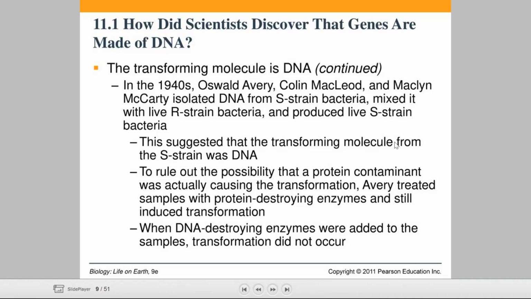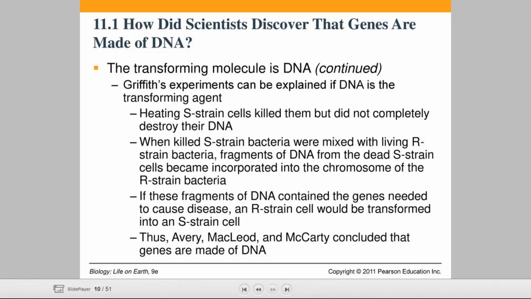Okay. Now, one more key step to answering the $1 million question. They added DNA-destroying enzyme into the samples. And when they added that, they found that transformation did not occur. So they could conclude that the transforming molecule is DNA. A question. Yes. What is an enzyme?